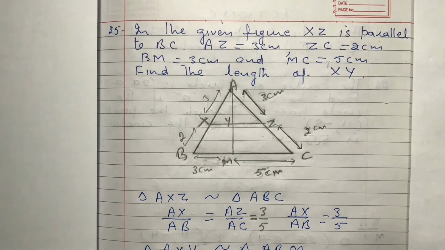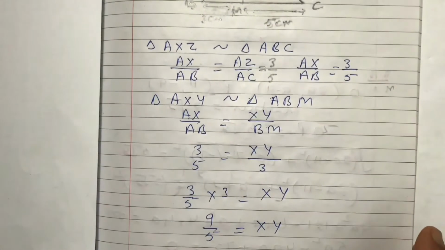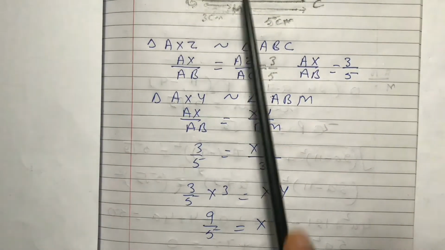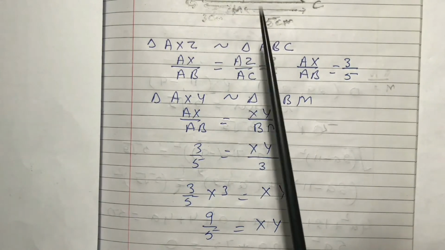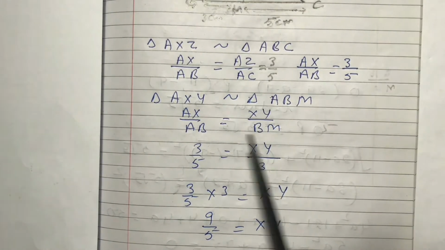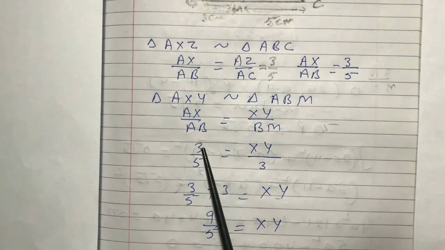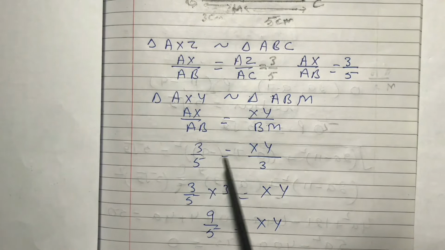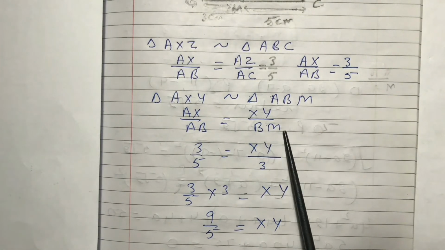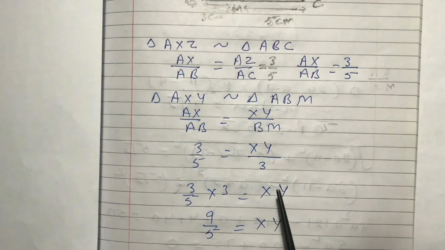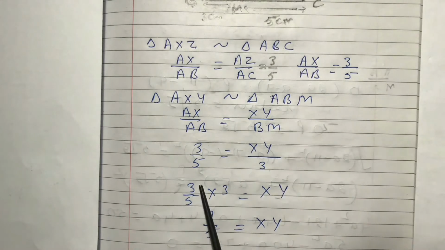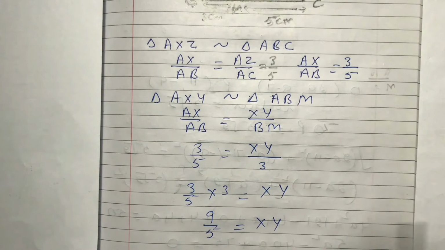After that, triangle AXY and triangle ABM, they are similar triangles. Now AX by AB is 3 by 5. So instead of AX by AB, write 3 by 5. This is equal to XY by BM, BM is given 3. Then value of XY is 3 by 5 into 3, that is 9 by 5. So that is the answer.